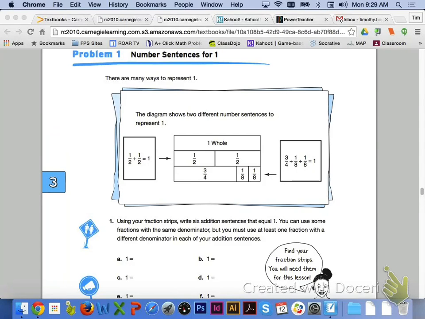In problem 1, we are going to be looking at number sentences for one whole. There are many ways to represent one whole. The diagram shows two different number sentences to represent one. So if we look at the first one here on the left, 1/2 plus 1/2 is equal to one whole. And if we look at the one on the right, we have 3/4 plus 1/8 plus 1/8 is equal to one whole as well.